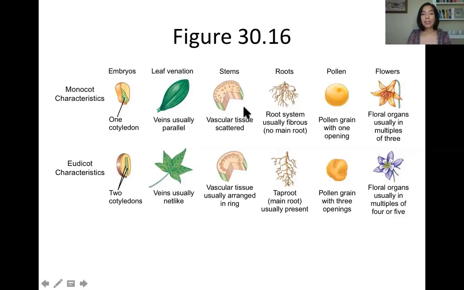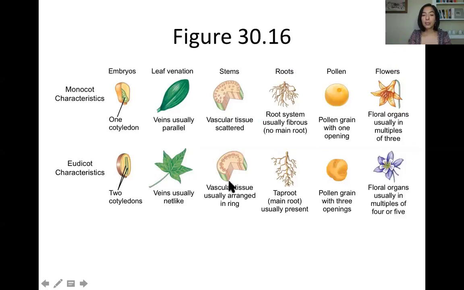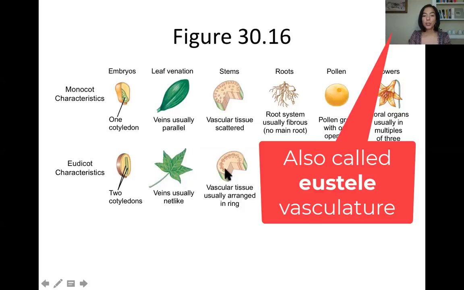The stems of monocots are going to have a vascular tissue that is scattered. Like in here, you see all of these circles inside of the stem are the vascular tissue that has both phloem and xylem there. But in eudicots, the vascular tissue usually forms or is arranged in a ring.